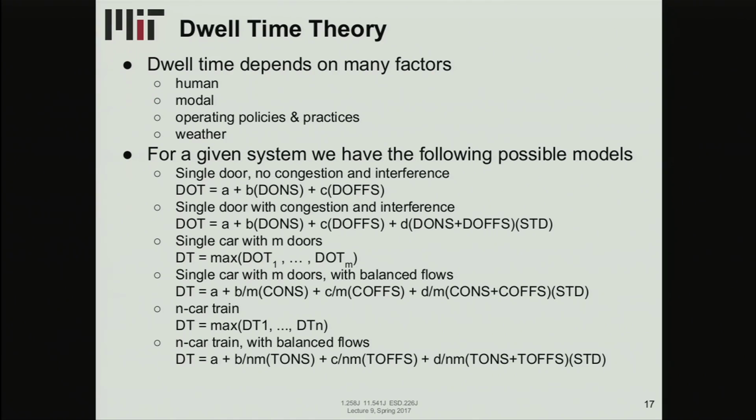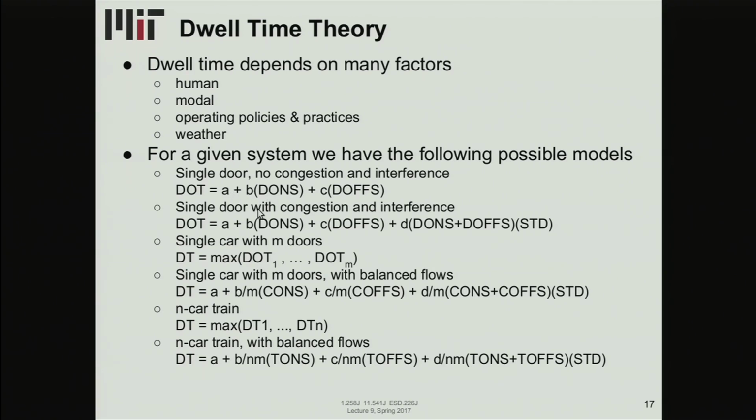If we look at a single door situation, so people have to board and alight from the same door, and there's no congestion of passengers, then this is the simplest model one could have. Dwell time is some constant A, which has to do with how long it takes me to come to a full stop and open doors, plus some amount times the number of people getting on, plus some amount times the number of people getting off, right? Does that make sense? You sort of measure the average number of seconds per passenger alighting, the average number of seconds per passenger boarding, and some constant. You run a regression model, that's what you get.